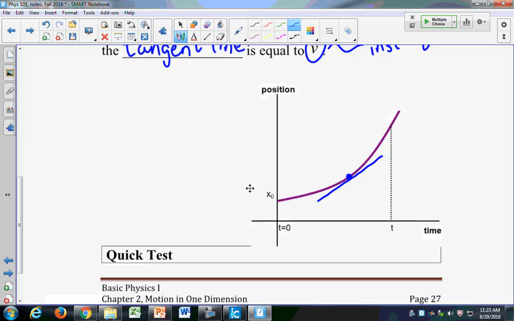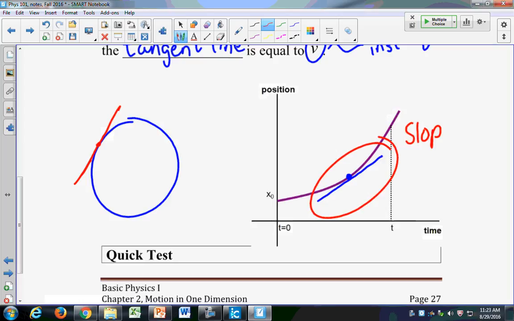I just like to think of the tangent line as tangent to the curve, or like it balances. You can see it better if it's a circle. If I have a circle like this and I want to draw a tangent line, I draw the tangent line like that. It balances on that function. You'll need to be able to draw tangent lines, and we'll do some practice in class for that. But the slope of this tangent line is equal to the instantaneous velocity. It'll be both the magnitude and the direction, because the slope will have a positive or negative value, and that will give you your direction.